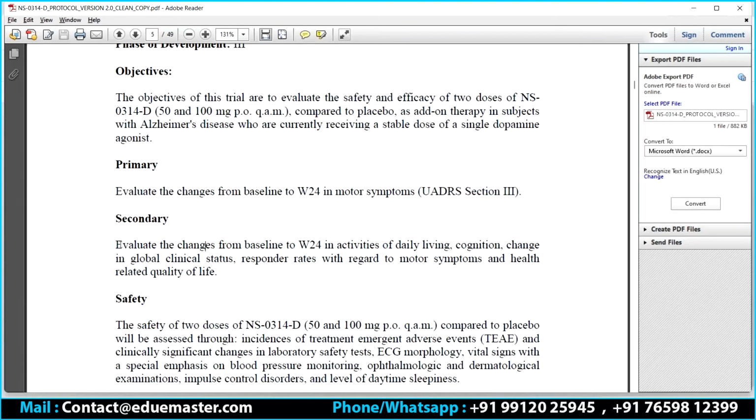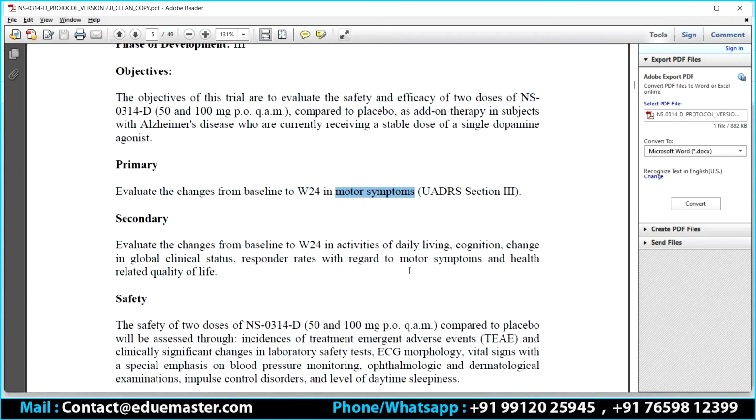Second one is, again I'm going to do the same thing, but here instead of motor symptoms, I'm going to do the same in daily living, cognition, changes in the global clinical status, all these other things. This is nothing but regular life. This is about the motor symptoms, right? So each drug has a specific target. So each protocol is going to be different.